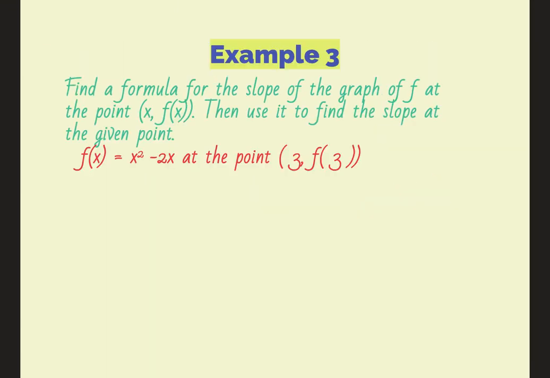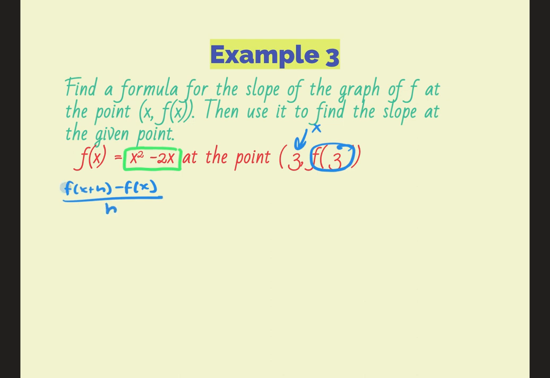All right, let's try that again. Same set of instructions: find the formula for the slope of the graph, and then use it to find the slope at the given point. This time, my f of x is x squared minus 2x. And my coordinate point doesn't even give me the y, because we don't need it. All we need is the x value. So start with your difference quotient: f of x plus h minus f of x all over h.